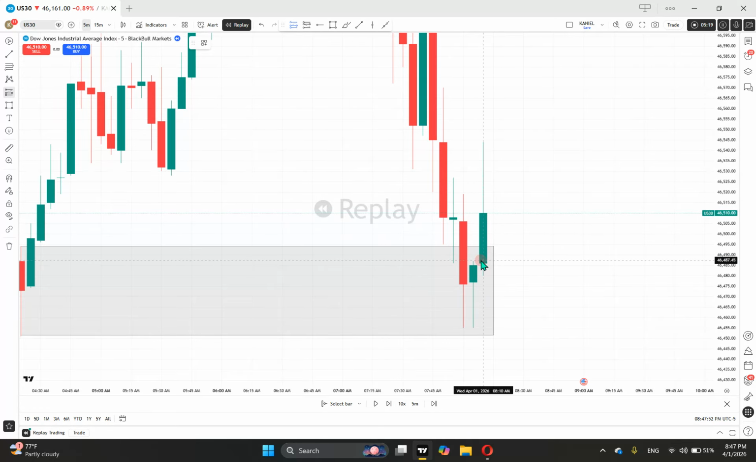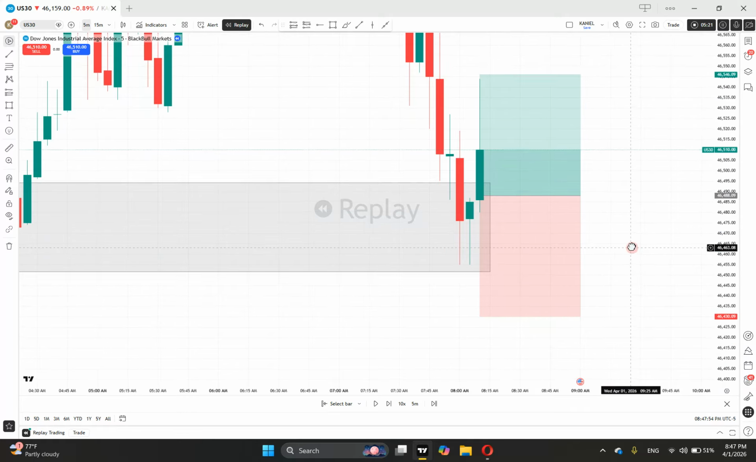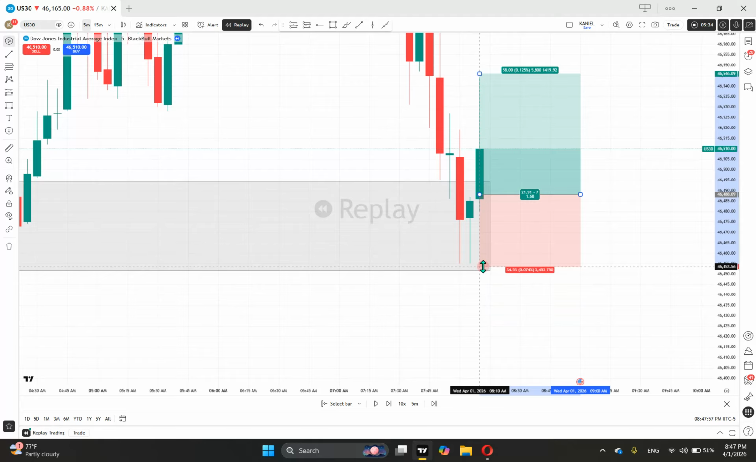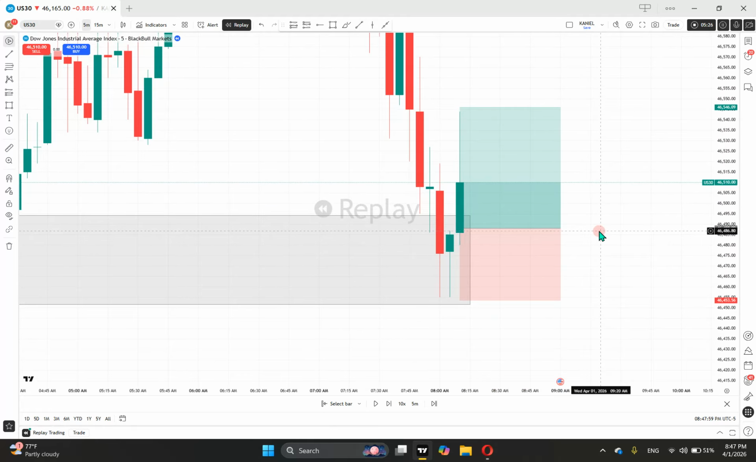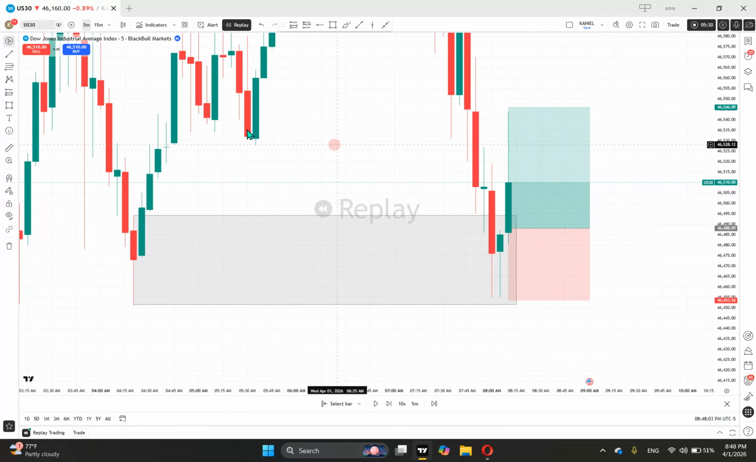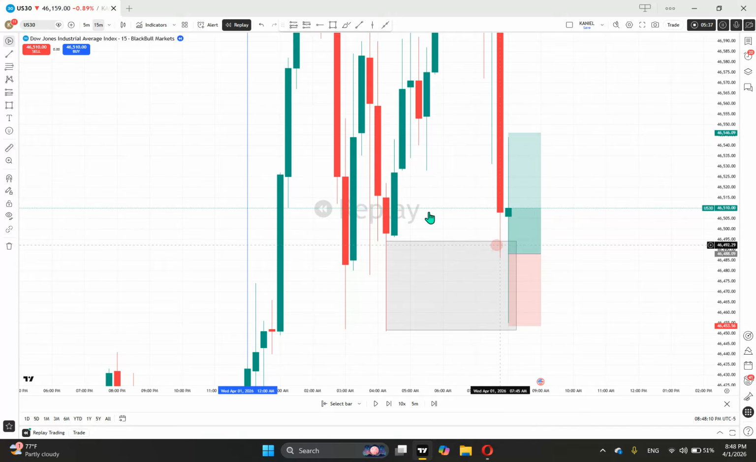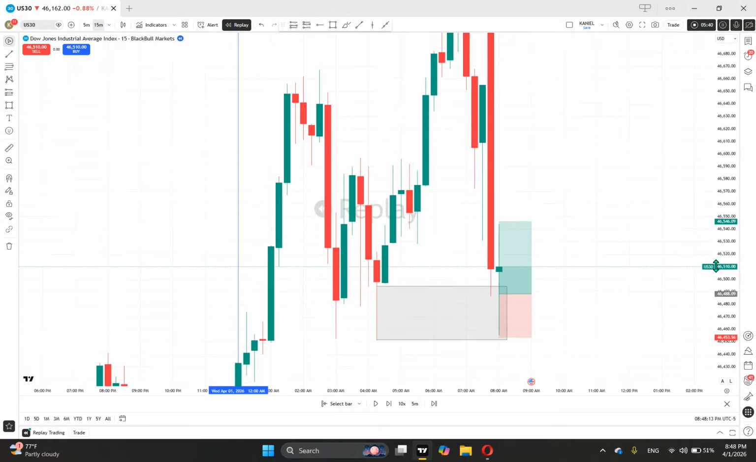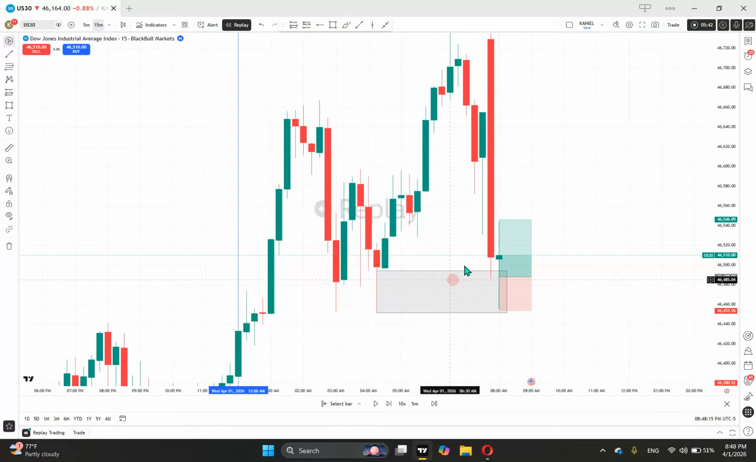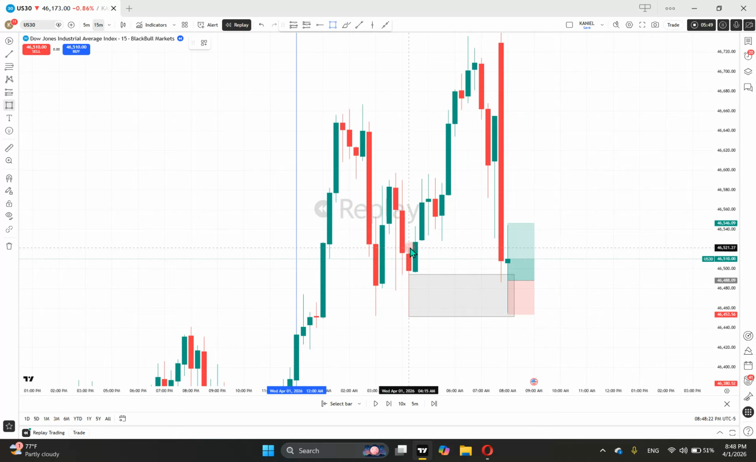Our entry was right here, and I was aiming for a 1 to 2 because I only had a little bit more to pass the account. And why I was confident with the 1 to 2 is because this was also a 15-minute demand. So I consider that a strong zone. Yeah, so the 15-minute demand would be this red candle right here.